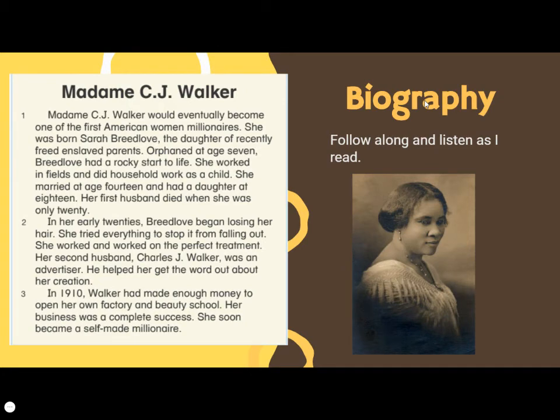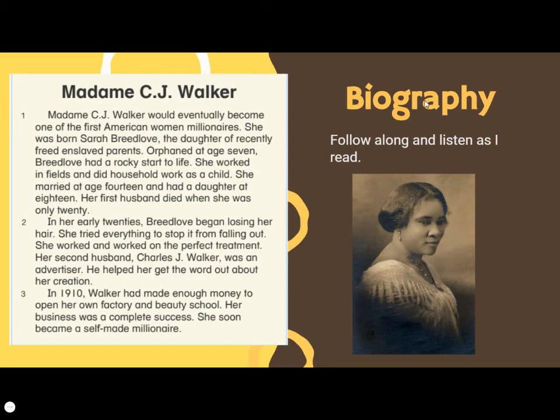Follow along and listen as I read this biography. Madam C.J. Walker. Madam C.J. Walker would eventually become one of the first American women millionaires. She was born Sarah Breedlove, the daughter of recently freed enslaved parents. Orphaned at age 7, Breedlove had a rocky start to life. She worked in fields and did household work as a child. She married at age 14 and had a daughter at 18. Her first husband died when she was only 20.